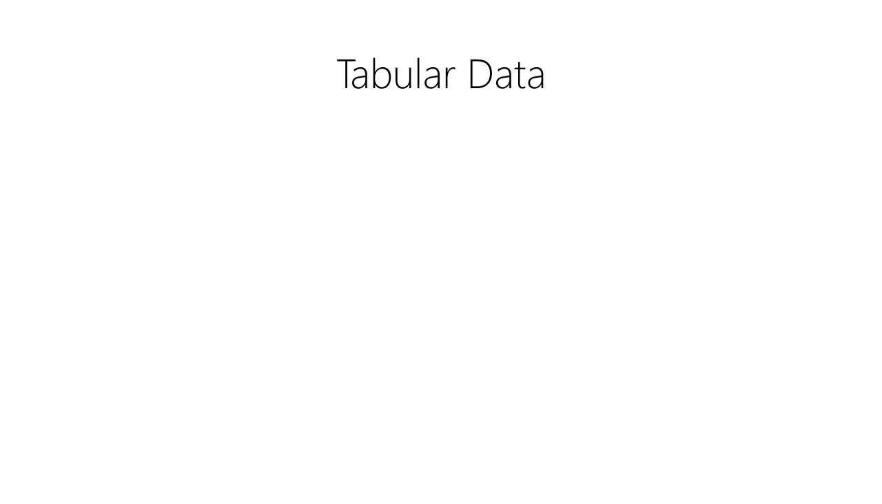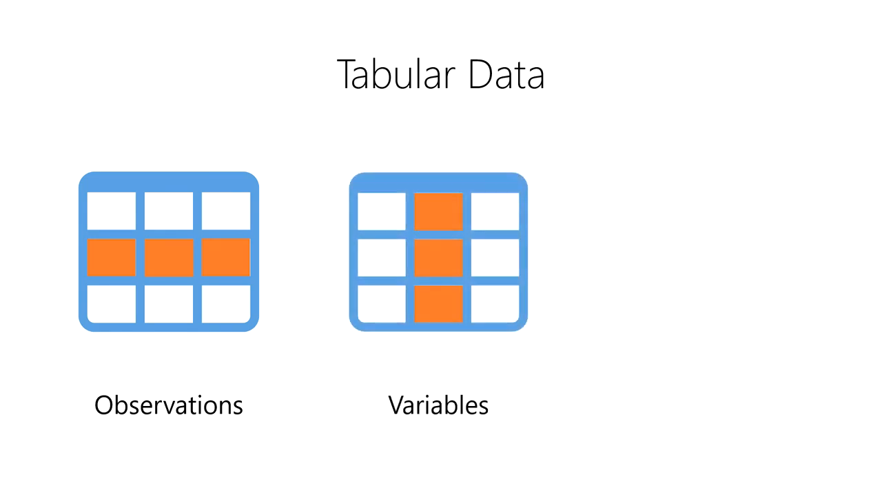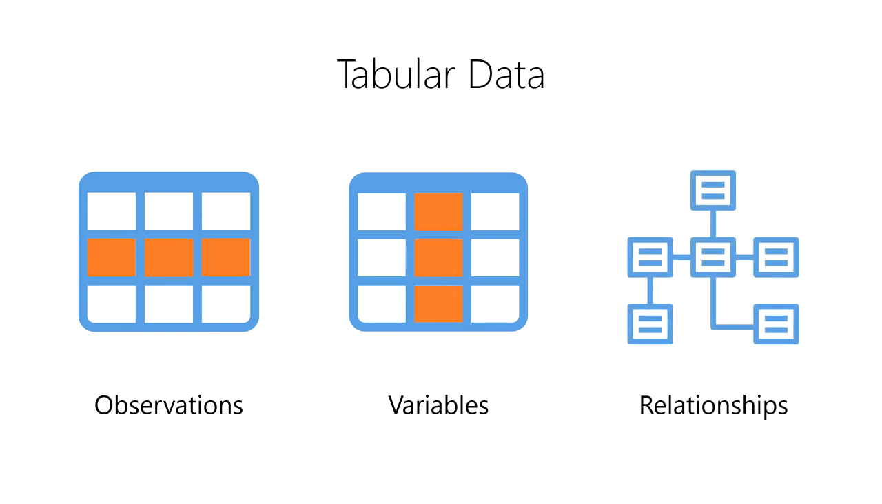In data science, tabular data can be broken down into three main components: observations, which we locate on the rows of a table, variables, which we locate on the columns of a table, and relationships, which connect data from one table to data in another table. We'll discuss each of these components in more detail next.